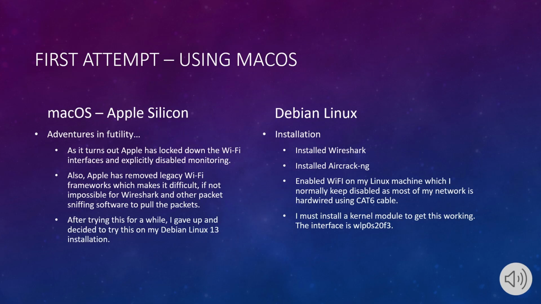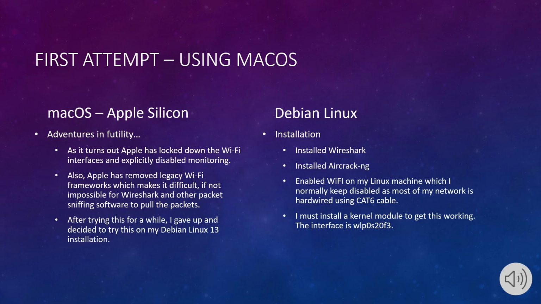So, first attempt on Apple Silicon. This was basically an adventure in futility. As it turns out, Apple has locked down the Wi-Fi interfaces and explicitly disabled monitoring. Also, Apple has removed legacy Wi-Fi frameworks, which makes it difficult, if not impossible, for Wireshark to extract the kind of packets that are needed for this kind of analysis. After trying this for a while, I gave up.